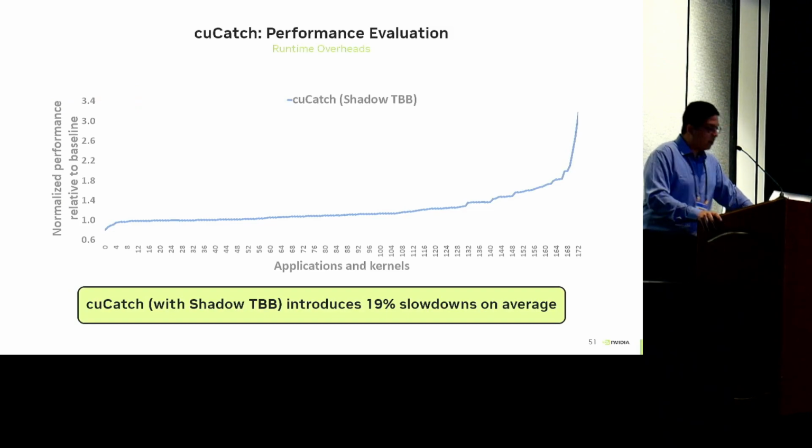This figure right here shows the different applications on the x-axis, whereas the y-axis shows the runtime overheads of cuCatch after being normalized to baseline execution. As you can see, most of the evaluated workloads incur negligible performance slowdowns, with the geometric mean of cuCatch being almost 19%. We can also see that we have almost 5 workloads that have larger than 2x slowdowns, which are primarily attributed to memory access latency and register spills.